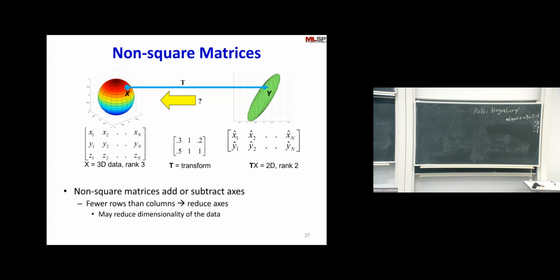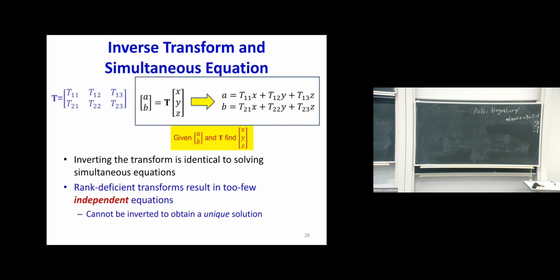You cannot say which one it is, which is why, when I write out the simultaneous equations, I'm going to have the two output values, A and B. The X, Y, and Z are unknown. The transformation matrix is given, right?